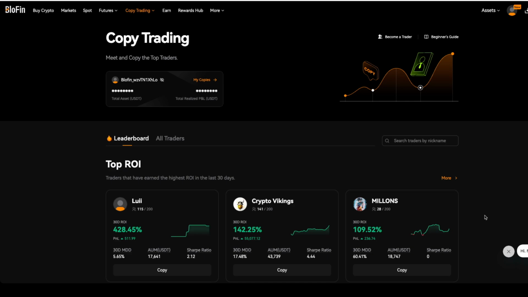Copy trading basically means that you follow along with someone else's trades. You don't touch it. All you have to do is deposit some money in your BloFin account and let them do the rest. They'll enter trades, they'll exit trades, they'll take profit, they'll set a stop loss, and effectively they'll just make you money in the background without you ever having to do anything.